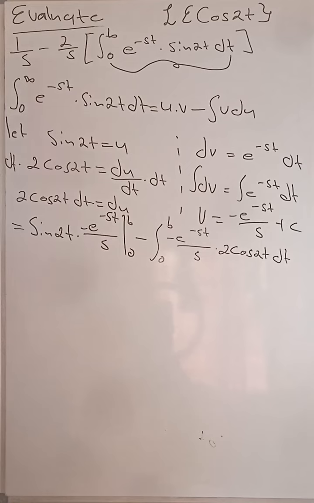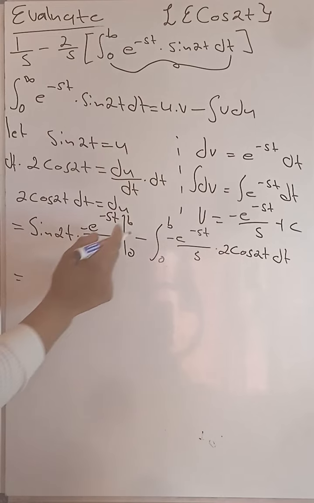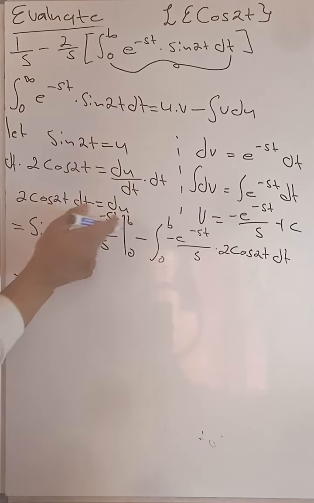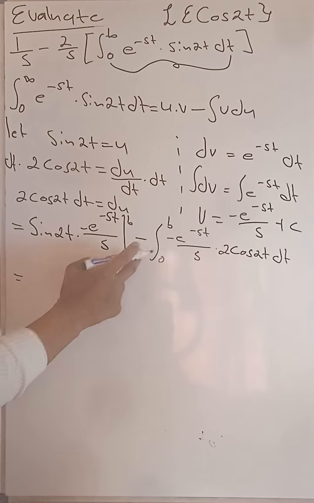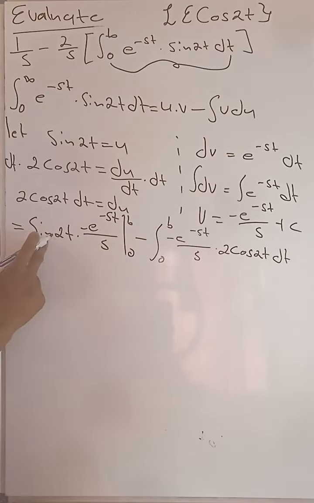So now, let's evaluate this guy. When we substitute b on this guy here, this will just go to 0, and this whole thing will give us 0. And when we substitute 0 on s, this will also go to 0. So this will just be 0. This guy, you can evaluate it yourself, you'll see.